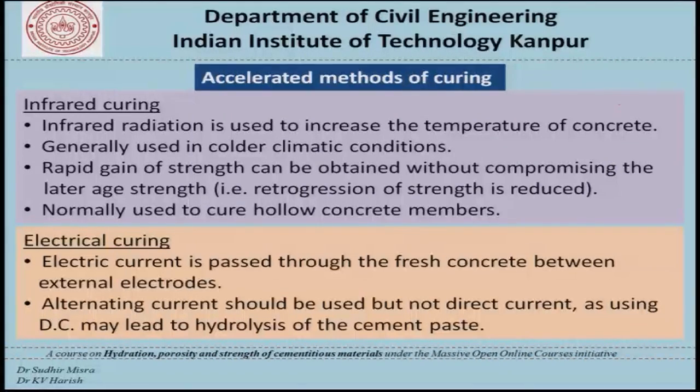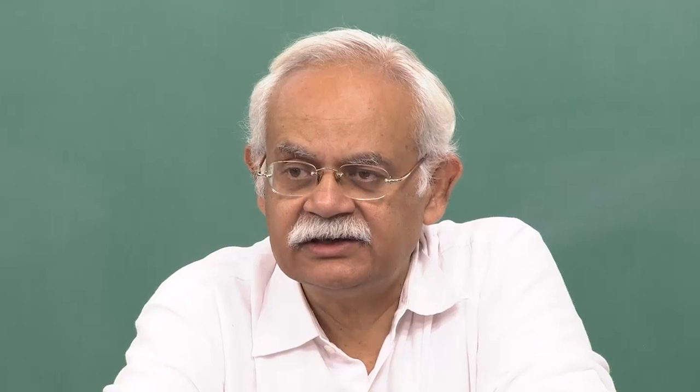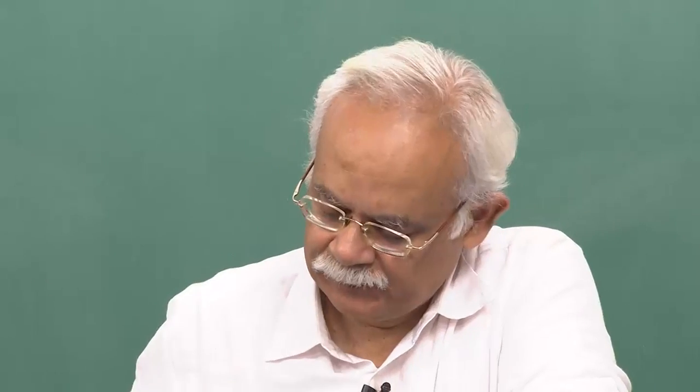Then there is electrical curing, which means electric current is passed through the fresh concrete between external electrodes. Alternating current should be used, but not direct current, as using DC may lead to hydrolysis in the cement paste. So these are some of the methods which are in different stages of development, with few applications, but yes, these are possibilities in which we can move as far as promoting the hydration in cement is concerned.